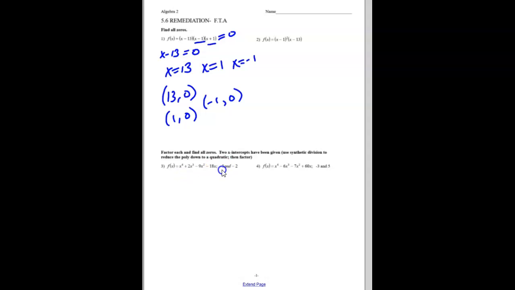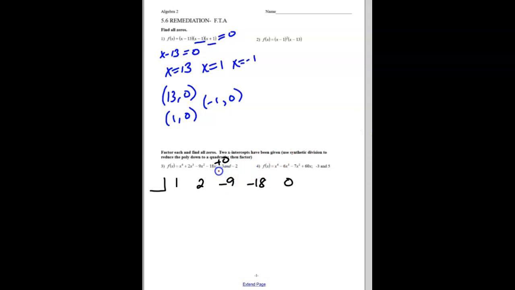So let's look at number 3. I'm going to set up synthetic division with the coefficients. Make sure we're not skipping any coefficients. Oh, and we are. Be careful. There's a plus 0 missing on the end. There's no constant. So your coefficients are 1 and 2 and negative 9, negative 18, and then don't forget the 0 on the end.